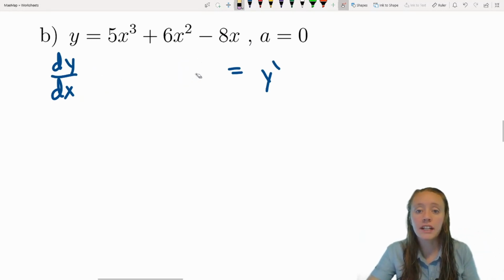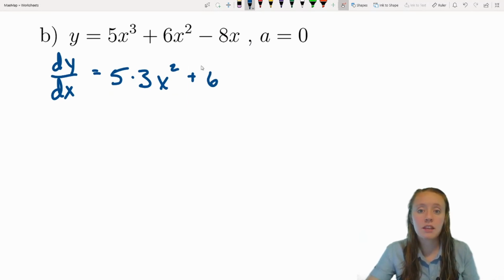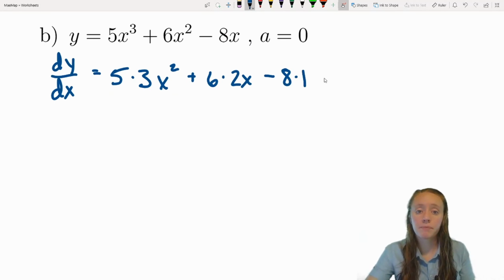So dy/dx, using this notation, is going to equal, constant multiple rule, I have my 5 out in front, then I multiply by 3, bringing that power down, x to the 3 minus 1, which is 3x squared. Then I'm going to add that to, again with the constant multiple rule and the power rule, 6 times 2x. And then lastly, I'm going to subtract, pulling that 8 out in front, an 8 times 1.